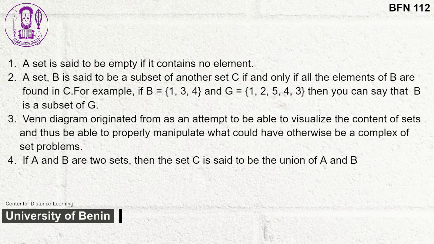3. Venn diagram originated as an attempt to be able to visualize the content of sets and thus be able to properly manipulate what could have otherwise been a complex of set problems. 4. If A and B are two sets, then the set C is said to be the union of A and B.